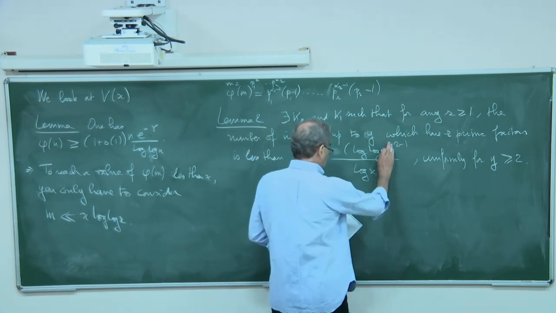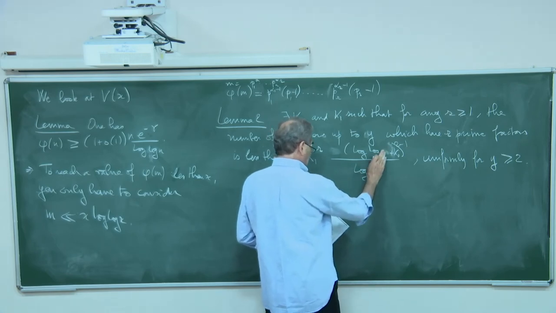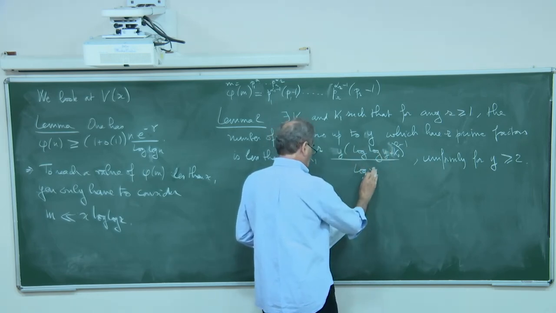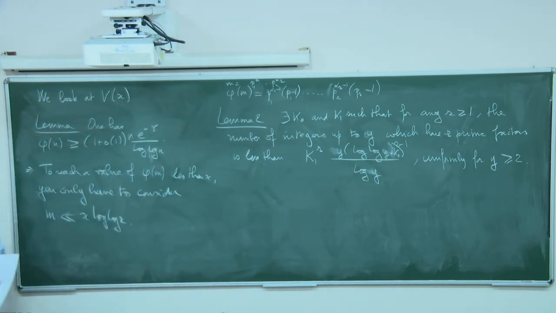Yes, a k0 is right, plus k0. And this is not x, this is y, because I changed the notation. Okay? Yes, thank you.